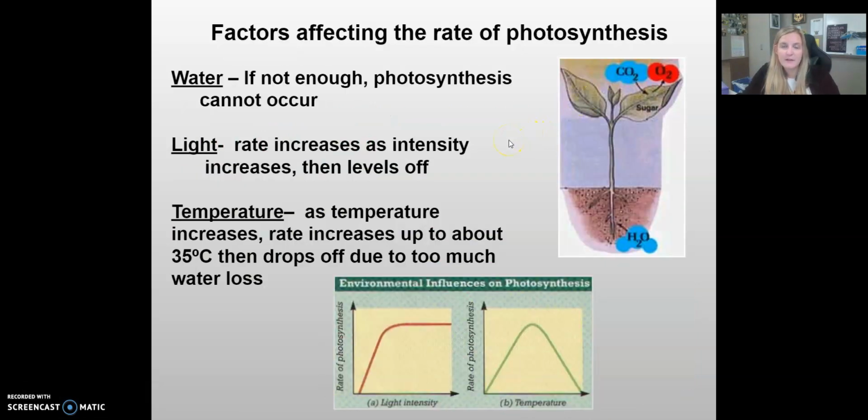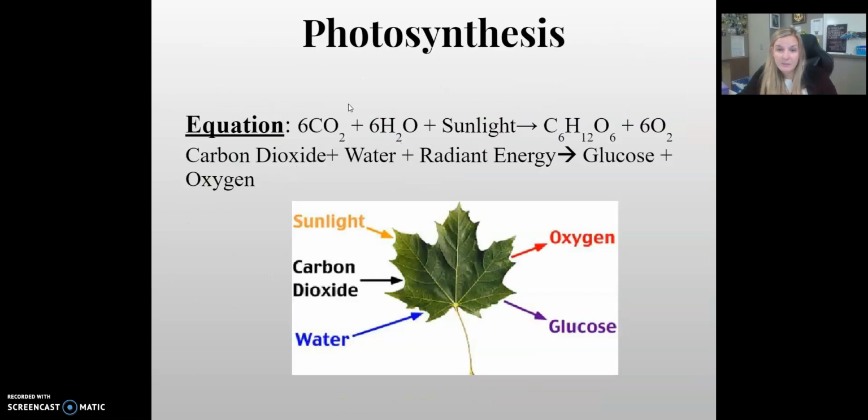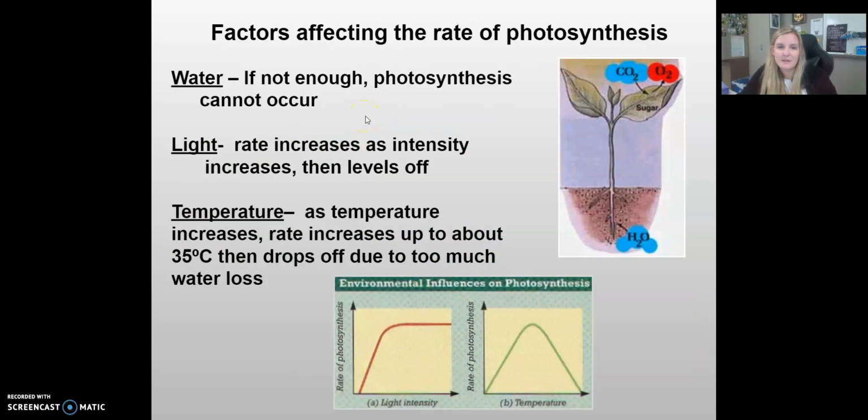Now, what can affect the rate of photosynthesis? First, water can affect the rate of photosynthesis. If there's not enough water, photosynthesis cannot occur because water is a requirement in that equation, right? If we don't have this water here, we're not able to create these molecules because you don't have the molecules to make it. So water is required.